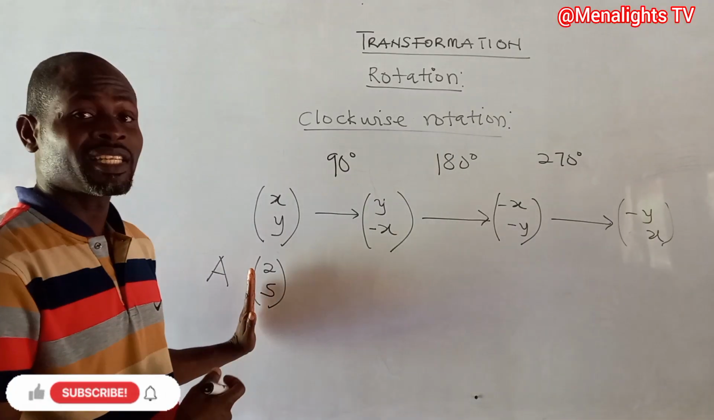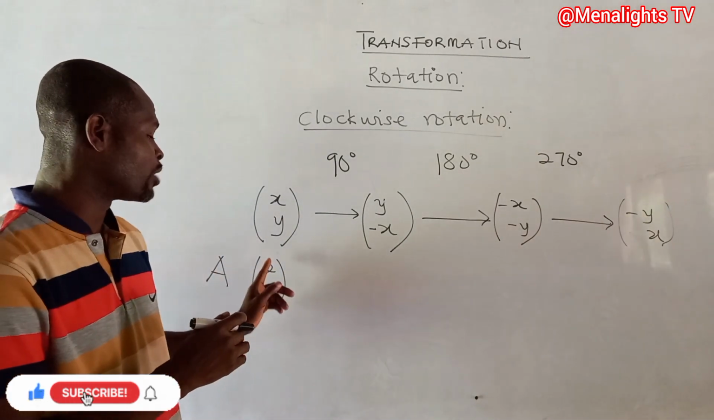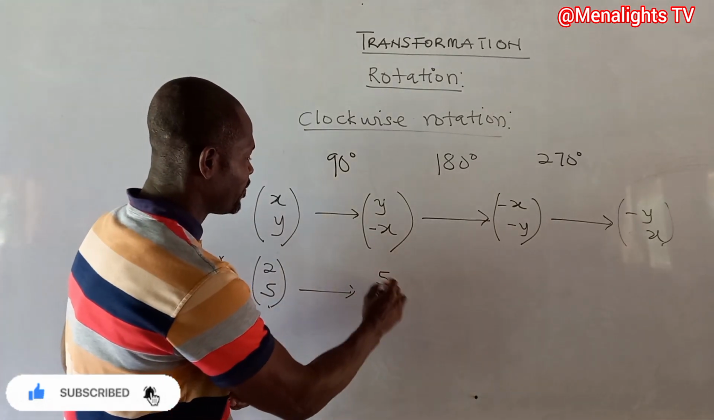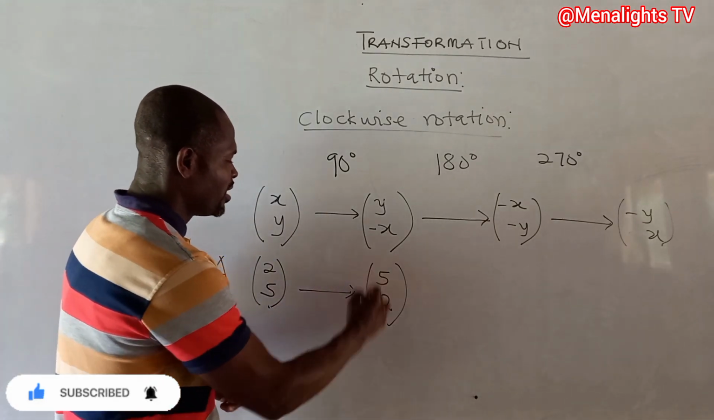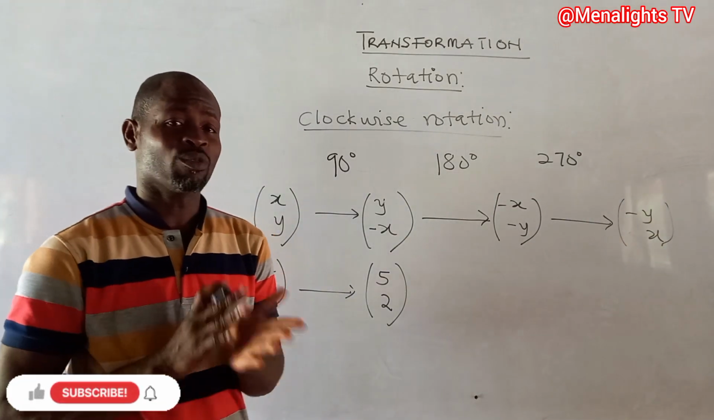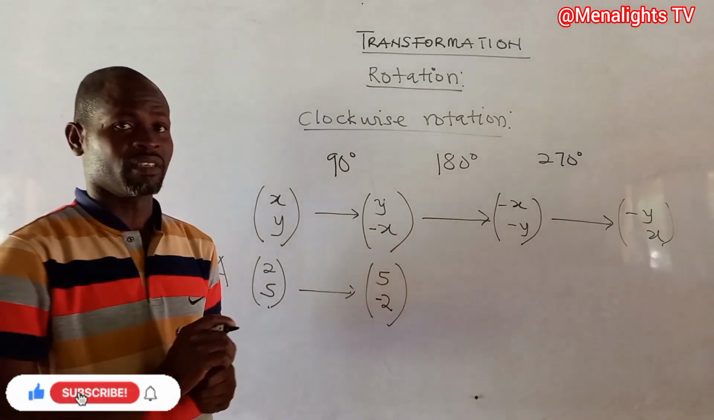When we come to 90 degrees clockwise, the first thing we have to do is to change the position of the 2 and the 5. And that will be 5, 2 here. Then the coordinates at the X and the Y axis will take the negative. So because of that, the 2 here will be negative.